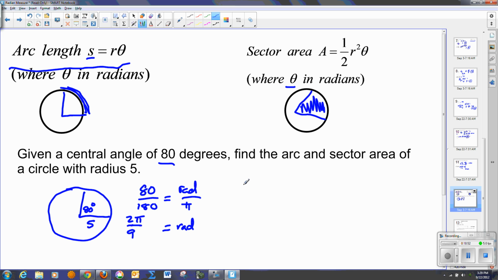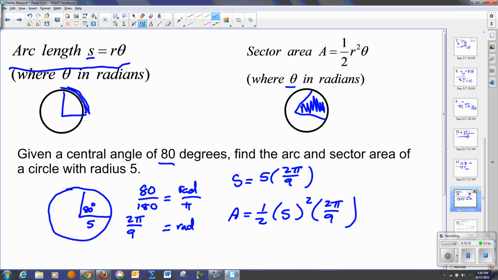And therefore, my arc length, S, is equal to the radius, which is 5, times 2 pi over 9, which you could find a decimal equivalent for if you'd like. Then the area is equal to a half times the radius squared times the angle, once again, 2 pi over 9. Pretty much just plug and chug into a formula.